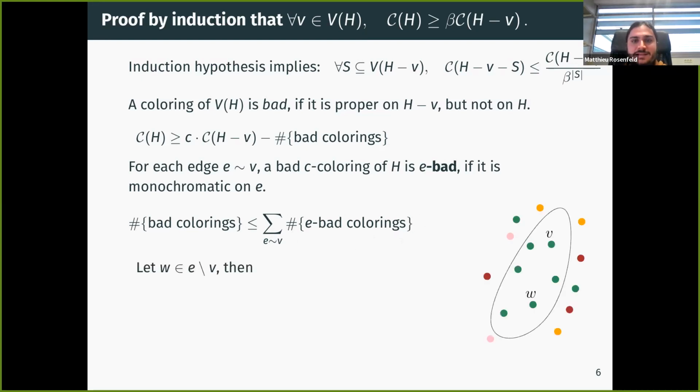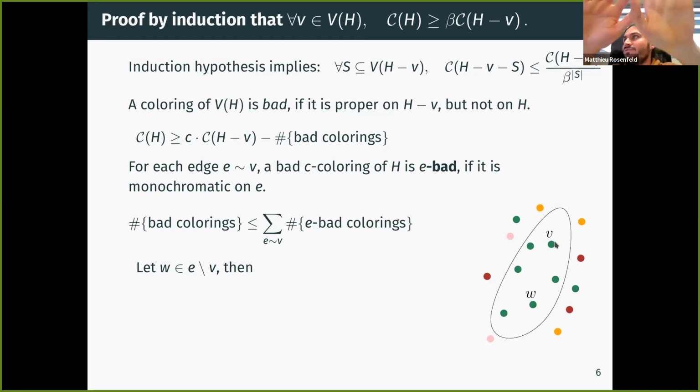How do I do that? Well, let's fix some edge E, and let's look at some E-bad coloring. So I have my hypergraph, and what I really care about is what's going on inside of E, right? So I don't really care about what's outside of E, but I know that E is monochromatic. By definition, it's an E-bad coloring. Also, I know that if I uncolor V, then everything is fine.